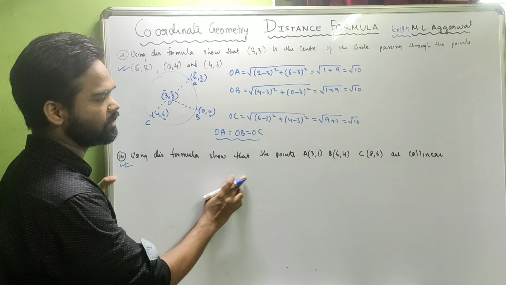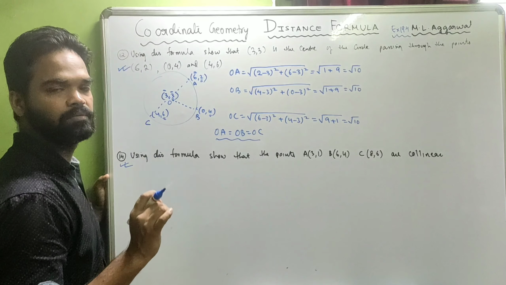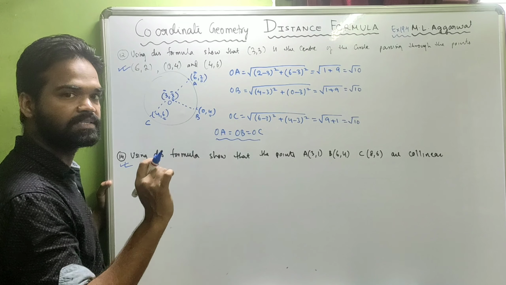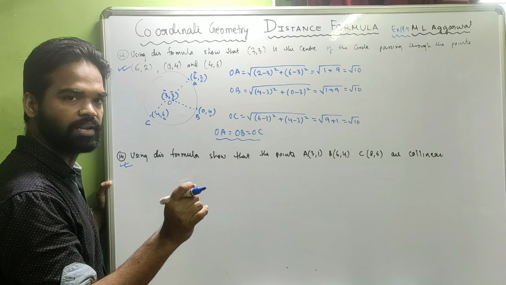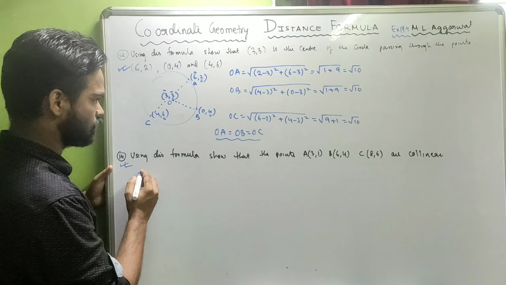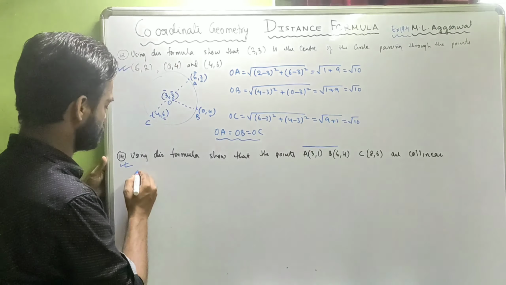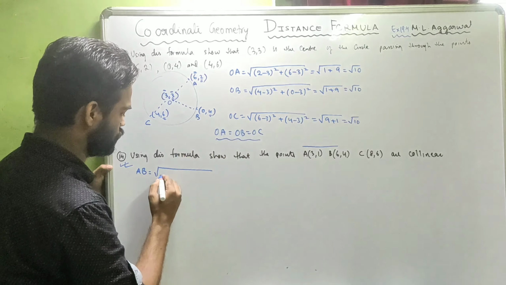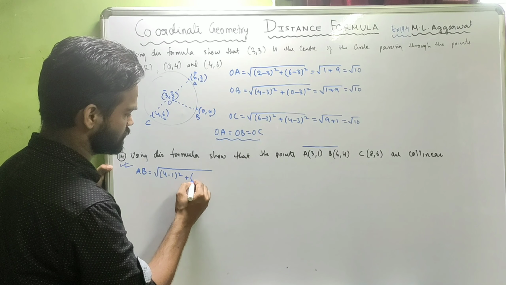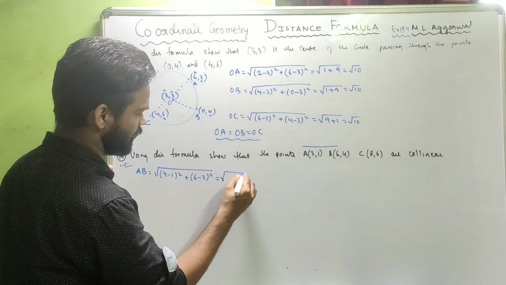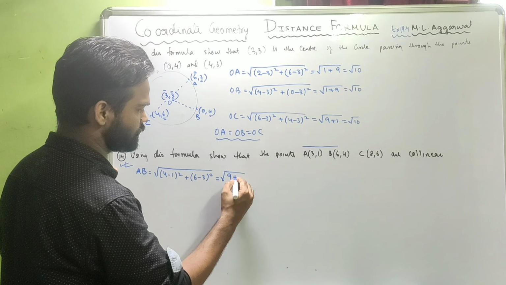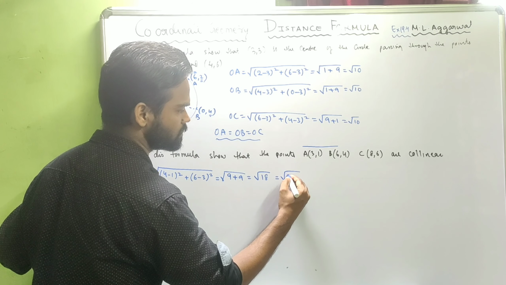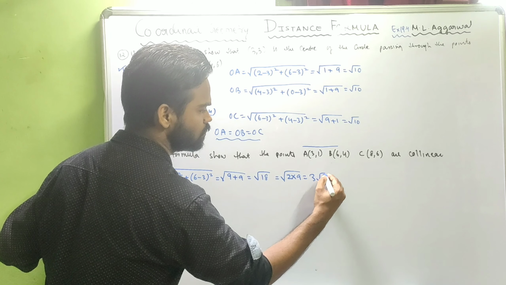Using distance formula, show that the points A, B, C are collinear. Now, how do you show that these 3 points are collinear? Find AB, BC and AC, and you see that when you add two of the lengths, you get the third one. First, find the length of the line segment AB. Look carefully: 4 minus 1 whole square plus 6 minus 3 whole square, that's 3 square, that's 9 plus 9, that's root 18, and root 18 can be written as root of 2 into 9, which is 3 root 2 units.